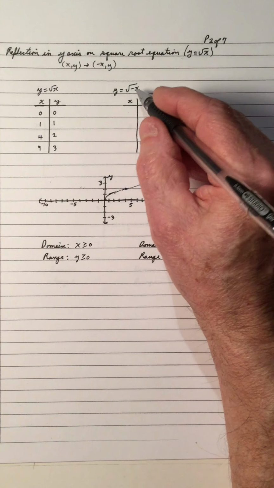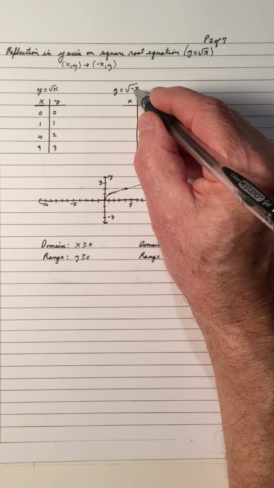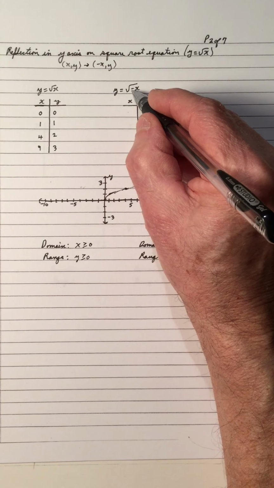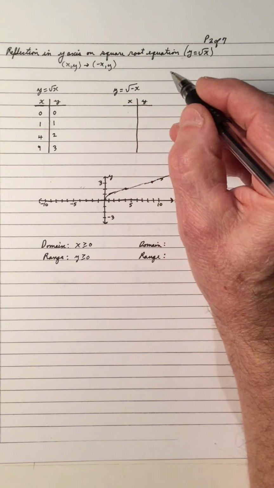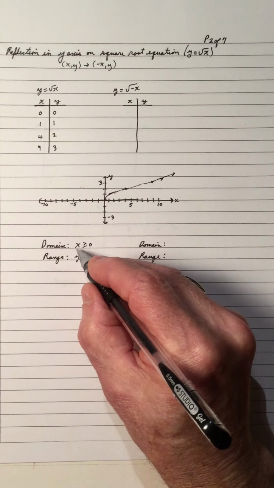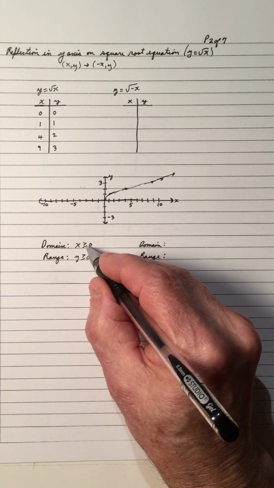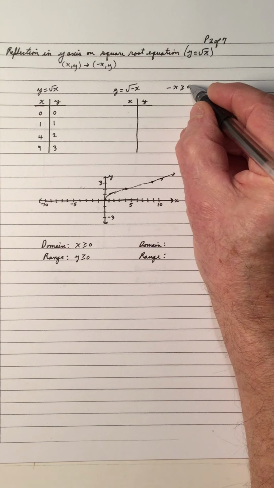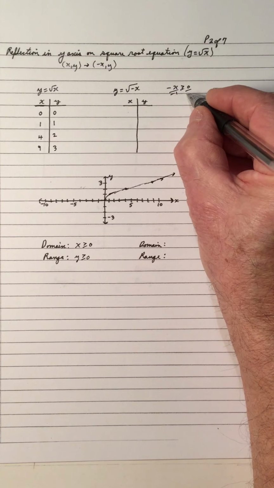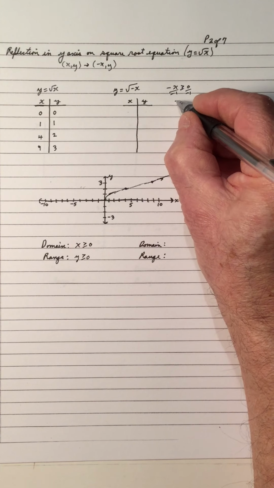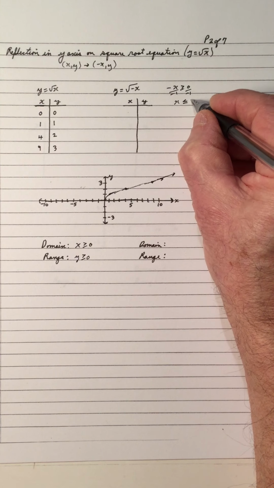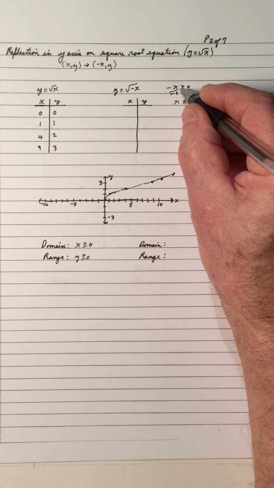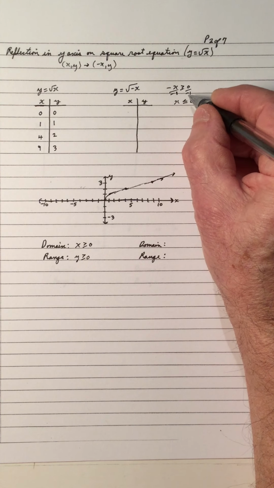Let's now look at y equals the square root of negative x, because we're changing x to a negative x when you reflect in the y-axis. So, reflecting in the y-axis, the domain requires negative x greater than or equal to 0. Divide by negative 1, and we have x is less than or equal to 0. Dividing an inequality by a negative number changes the direction of the sign, greater than to a less than.